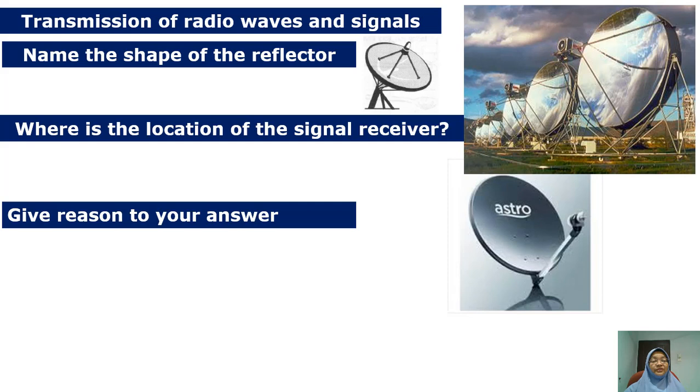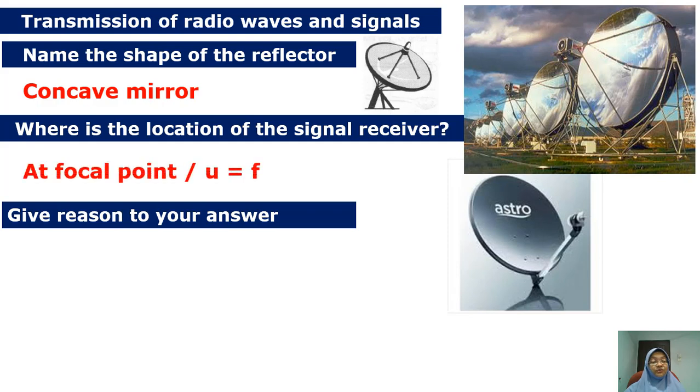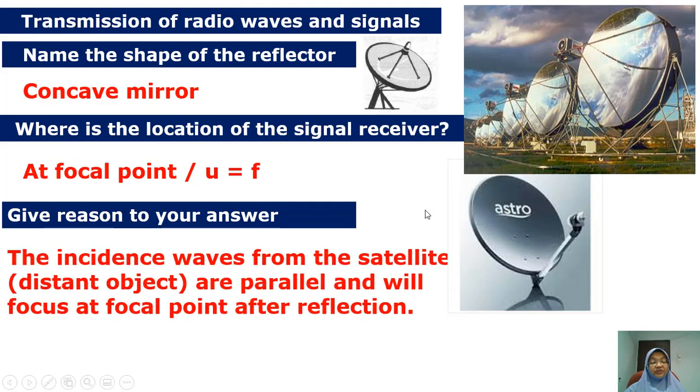Okay, now we move on to the transmission of radio waves and signals. Near the shape of the reflector, a concave mirror, where is the location of the signal receiver? It should be at the focal point, where U equals F. Give the reason: the incident waves from the satellite or from a distant object are parallel and will focus at the focal point after reflection. So this is the focal point.